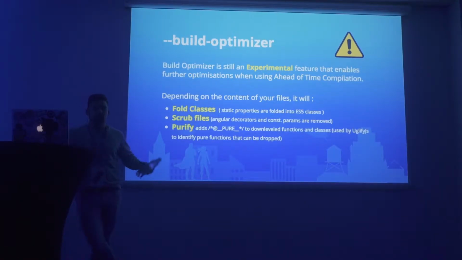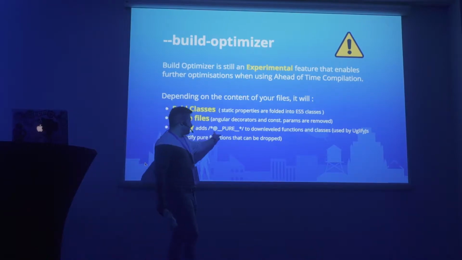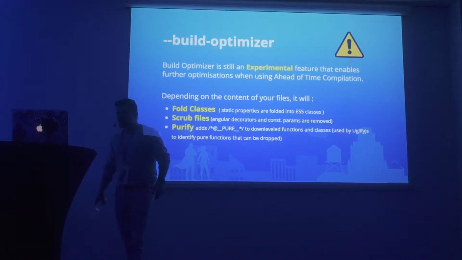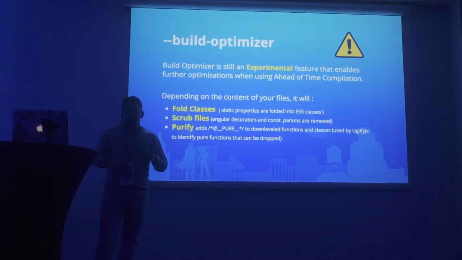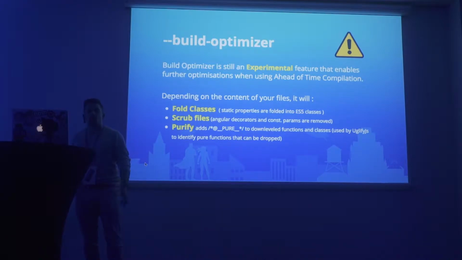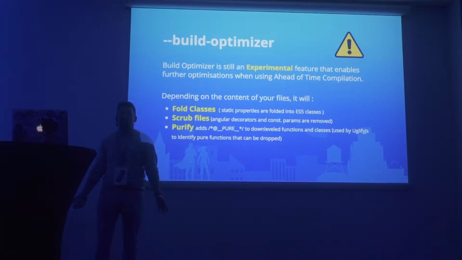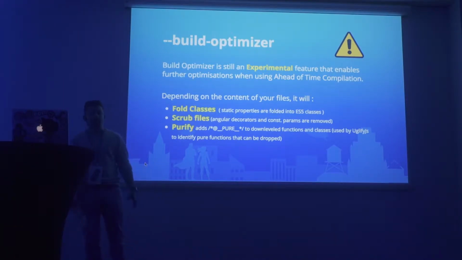And it will purify. So it will add this little comment to your files, and will tell Uglify.js, which is a Webpack plugin, to mark those files for further reduction, and those files can then be dropped. Because Uglify can't drop all your files. It doesn't know if it needs them or not. This was a big issue with tree shaking. That's why it wasn't working that well back then. However, by adding this pure functionality, tree shaking is no longer shaky.